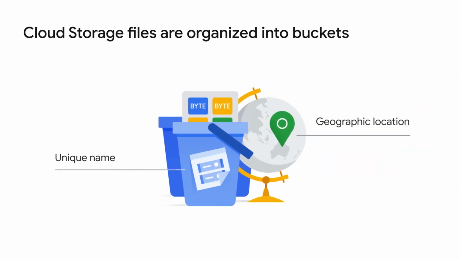Cloud storage files are organized into buckets. A bucket needs a globally unique name and a specific geographic location for where it should be stored, and an ideal location for a bucket is where latency is minimized. For example, if most of your users are in Europe, you probably want to pick a European location, either a specific Google Cloud region in Europe or else the EU multi-region.